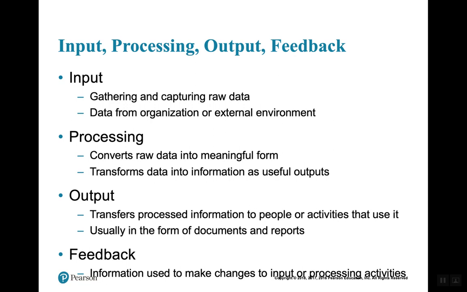And then the output is, we take the results of the processing, we transfer it back to use it, and it can be done in any number of ways. In the early days it was documents and reports. Now these things are digital. So we're seeing a transition from paper output in the form of documents to digital, so you'll see PDFs versus pieces of paper. And then finally, the feedback loop, which is the information that you need to evaluate and to make changes for the input or the processing.